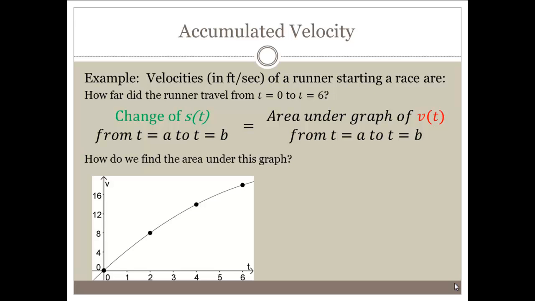But how do we find the area under this graph? Unlike our last example, it's not simply made up of triangles and rectangles. So we'll have to return to our approximation.